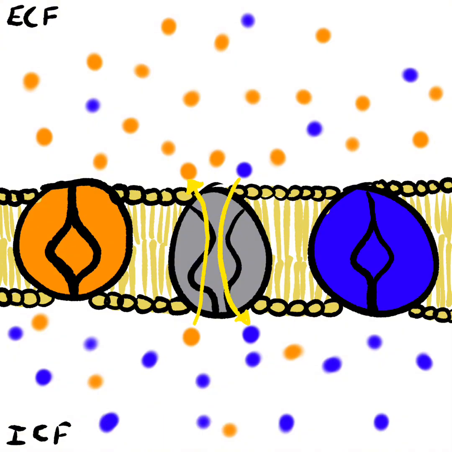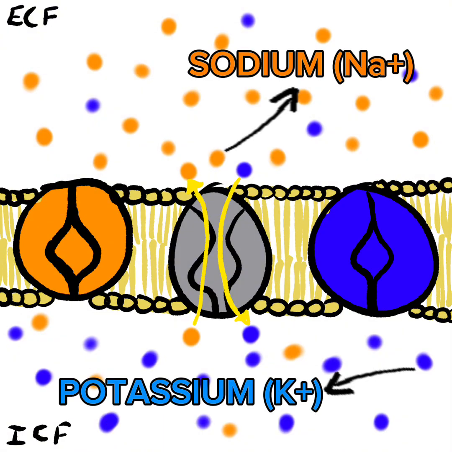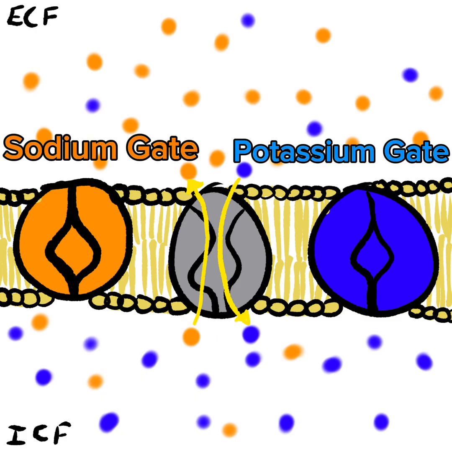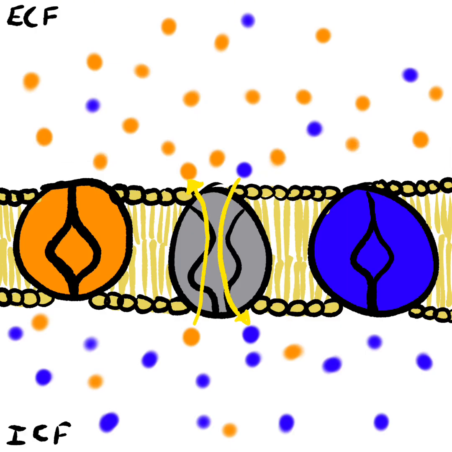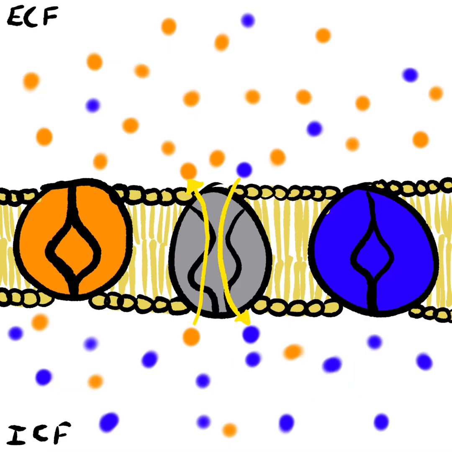This happens because sodium ions are mostly outside the cell and potassium ions are mostly inside. In the drawing, the orange represents the sodium, the blue represents the potassium. As you can see, the gates are closed. And because they're closed, the ions stay where they have been pumped and they do not move. The gray circle in the middle is the sodium-potassium pump, and that is completely different from the gates.